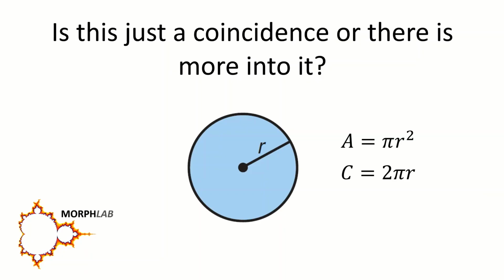Today we are going to talk about circles and spheres. Let's start with a circle with radius r. Area of the circle is pi r squared, and if you take the derivative of the area with respect to r, you get 2 pi r.